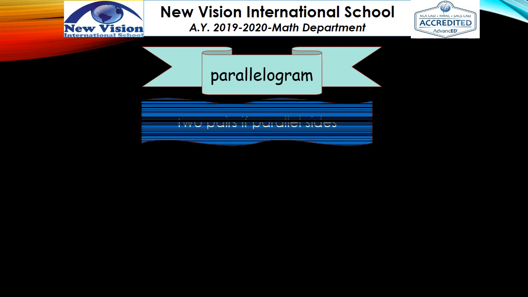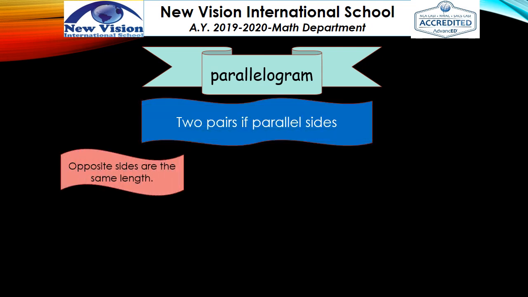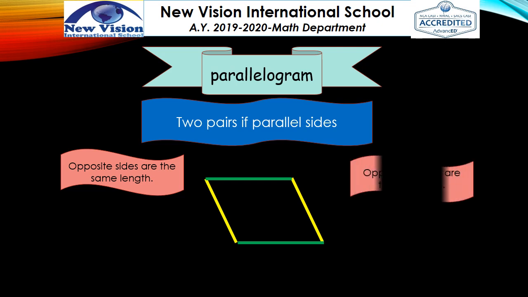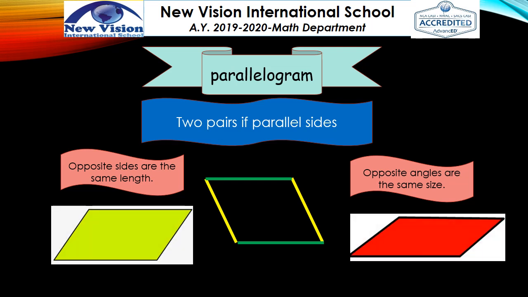Next, we have a parallelogram. It has 2 pairs of parallel sides. And the opposite sides are the same length. So what are the opposite sides? This is side 1 and side 2, and side 3 and side 4. They are the opposite sides. And opposite angles are the same size also. So these are some examples of the parallelogram.